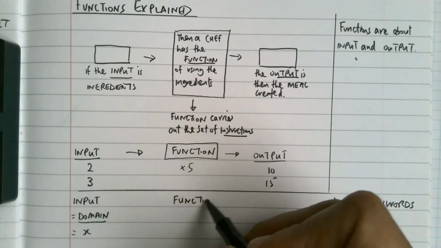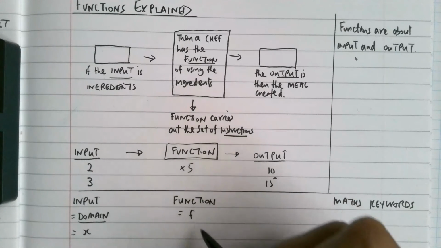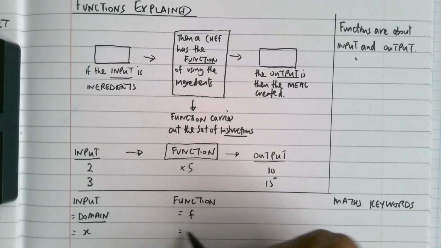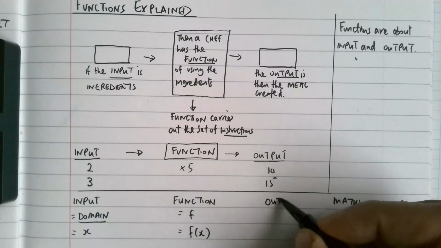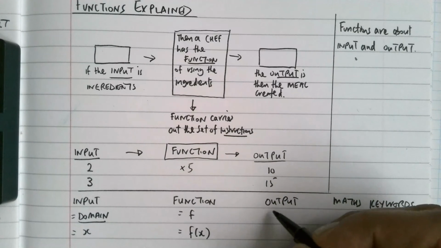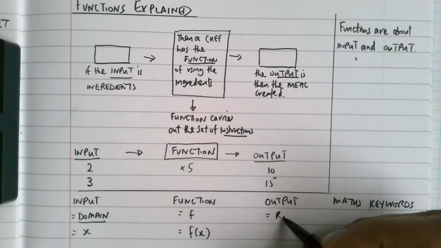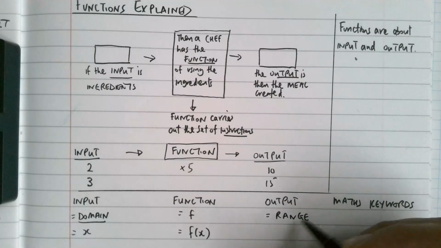The function is then f, and that function uses the input values, which are given by the letter x, and then the output is whatever f(x) equals, f brackets x, whatever that equals, that will then be the output, which is also known as the range. So the input is known as the domain, the function is the function, and the output is the range.